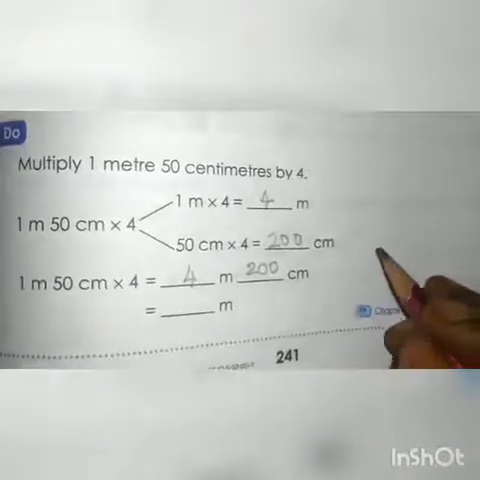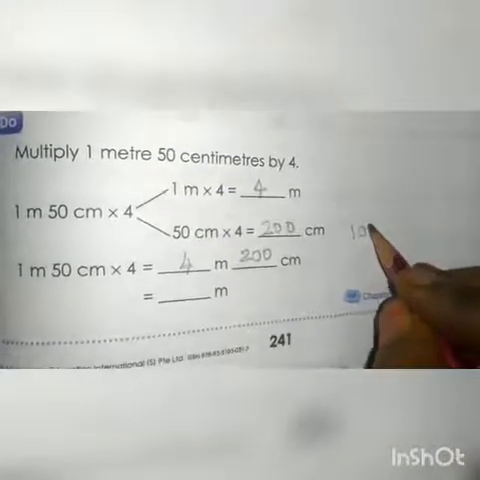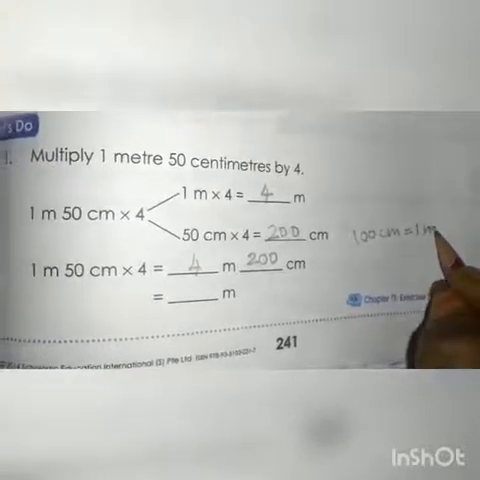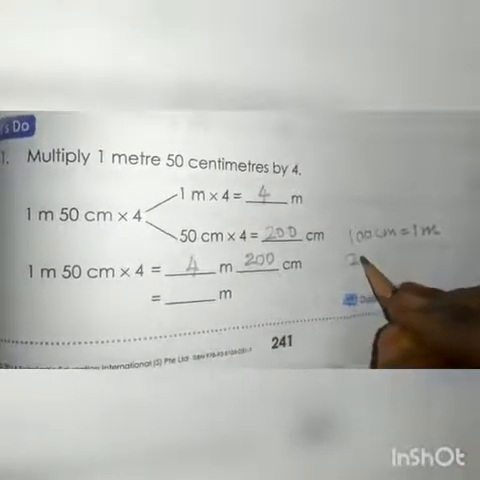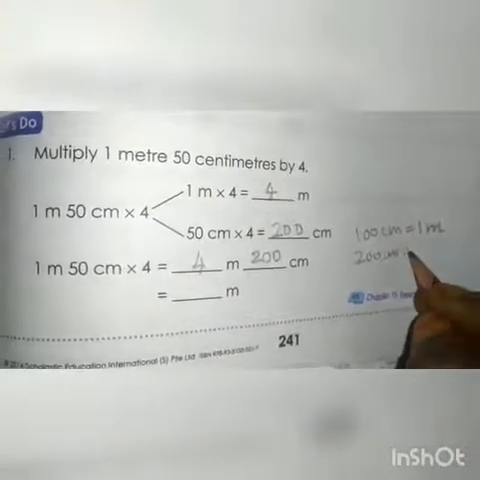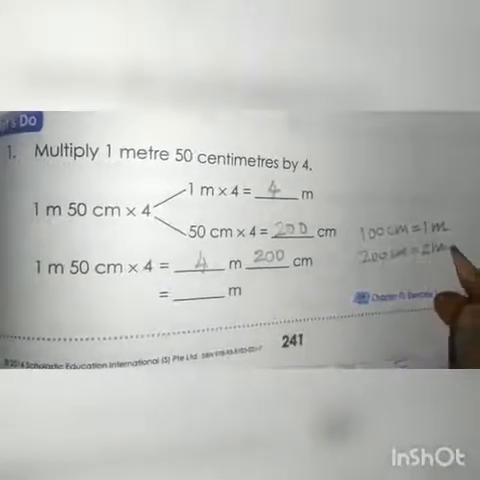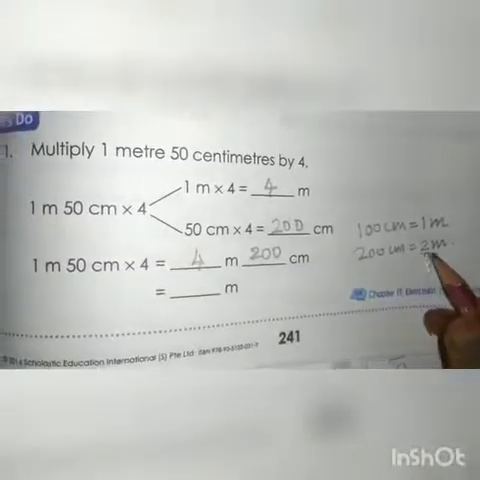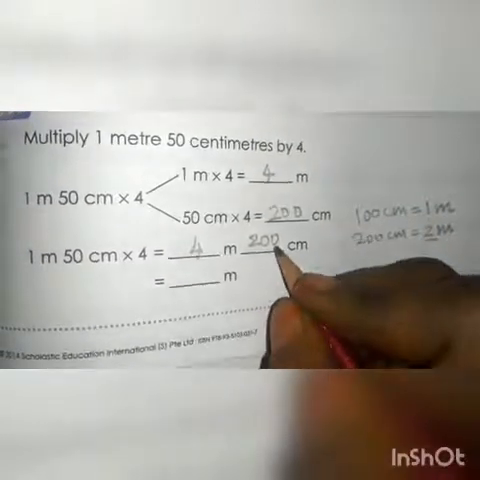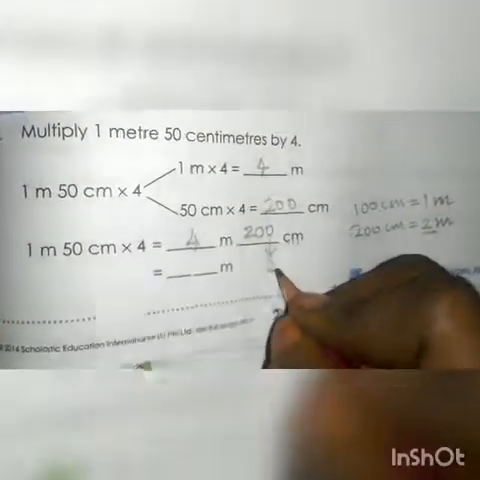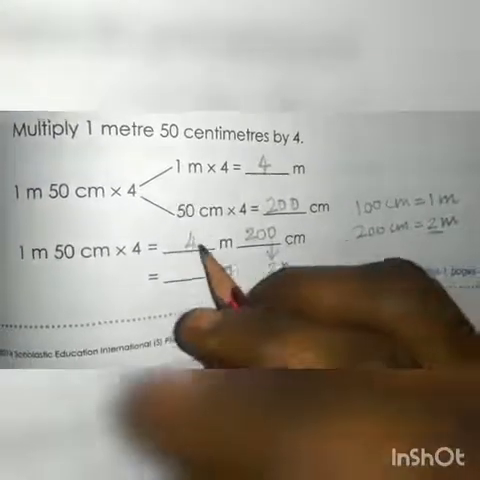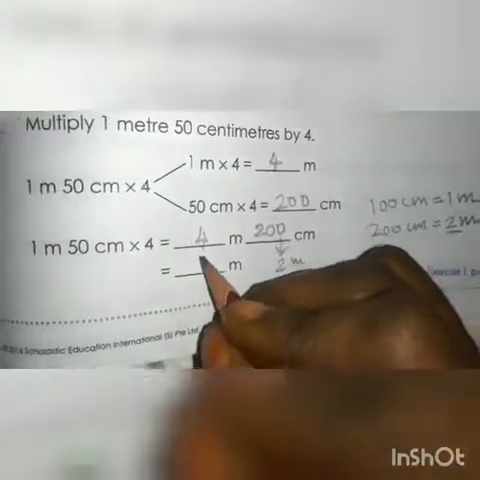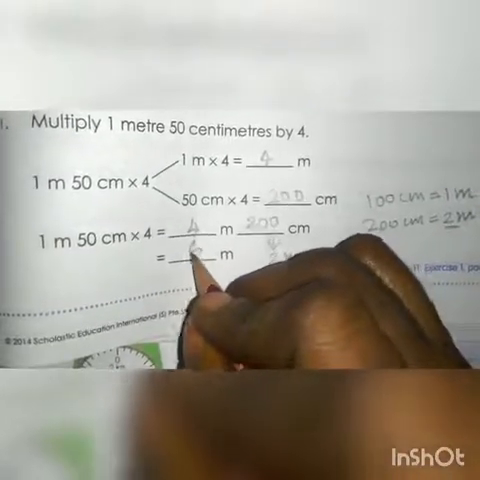As we know that already 100 centimeter is equal to 1 meter. Therefore 200 centimeter is equal to 2 meter. So instead of 200 centimeter we have to write it as 2 meter. Now we have to add meter values together. 4 meter plus 2 meter is equal to 6 meter.